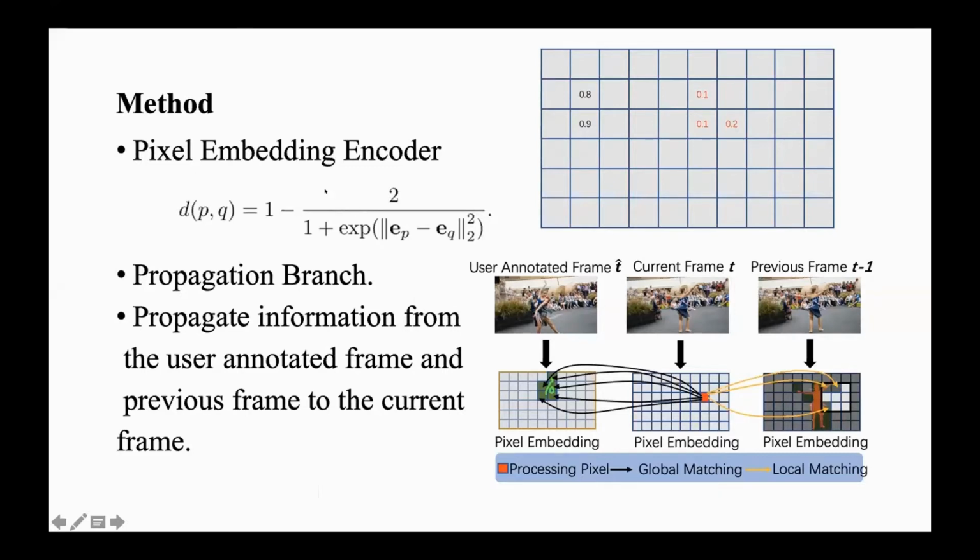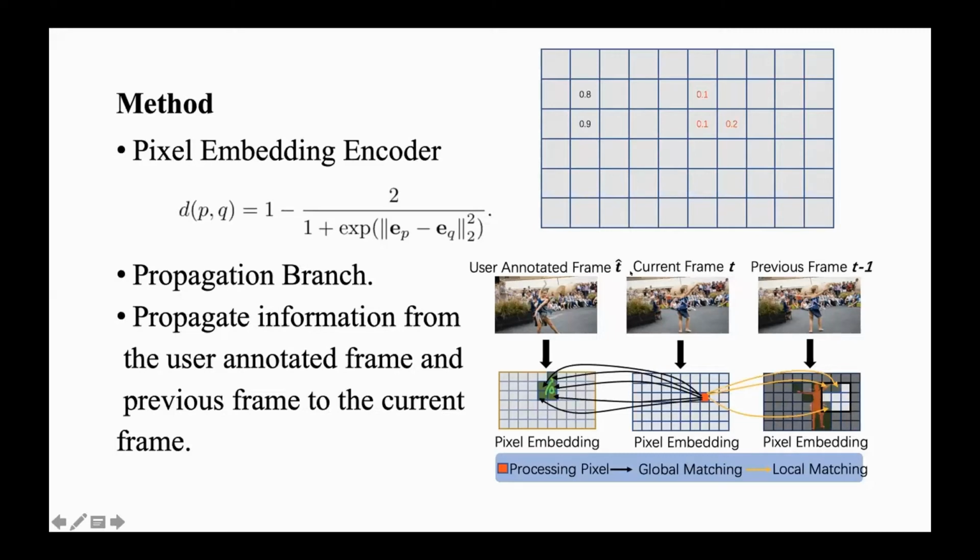For each pixel, we can have the pixel embeddings by the pixel embedding encoder. For example, for pixel P and pixel Q, we have the embeddings EP and EQ in the embedding space. We use this formula to normalize the distance from 0 to 1. The smaller number means the distance is closer. So how to compute the global matching map and local matching map?